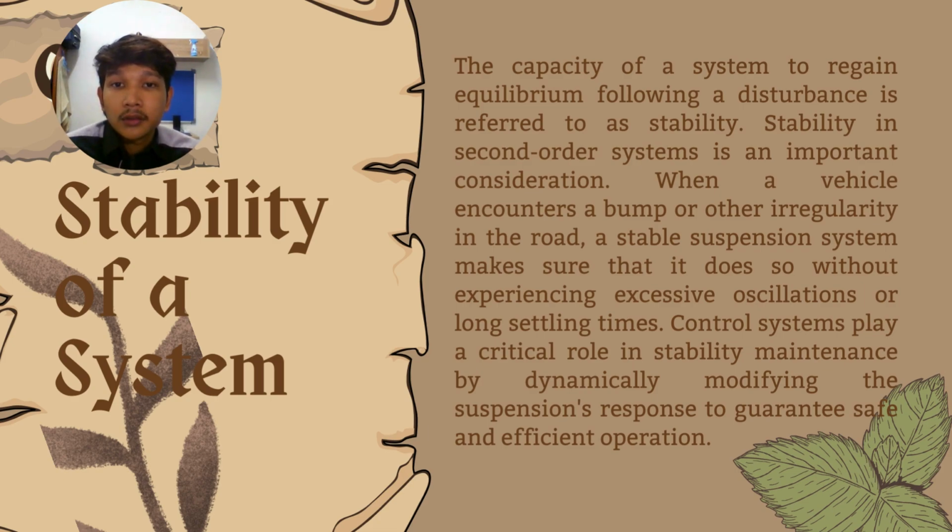Okay, the stability of a system. The capacity of a system to regain equilibrium following a disturbance is referred to as stability. Stability in second-order systems is an important consideration. When a vehicle encounters a bump or an irregularity in the road, a stable suspension system makes sure that it does so without experiencing excessive oscillation or long cycle time. Control systems play a critical role in stability maintenance by dynamically modifying the suspension response to guarantee safe and efficient operation.